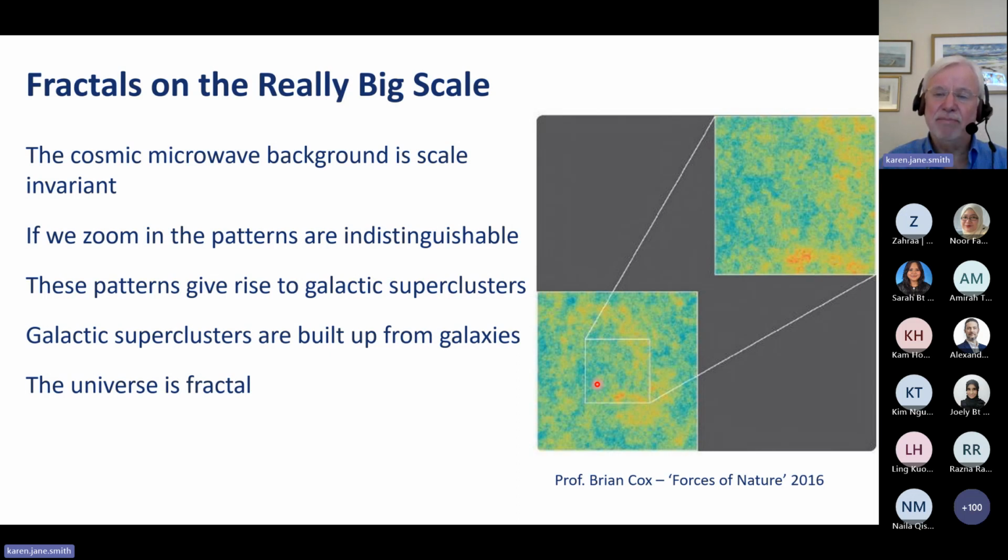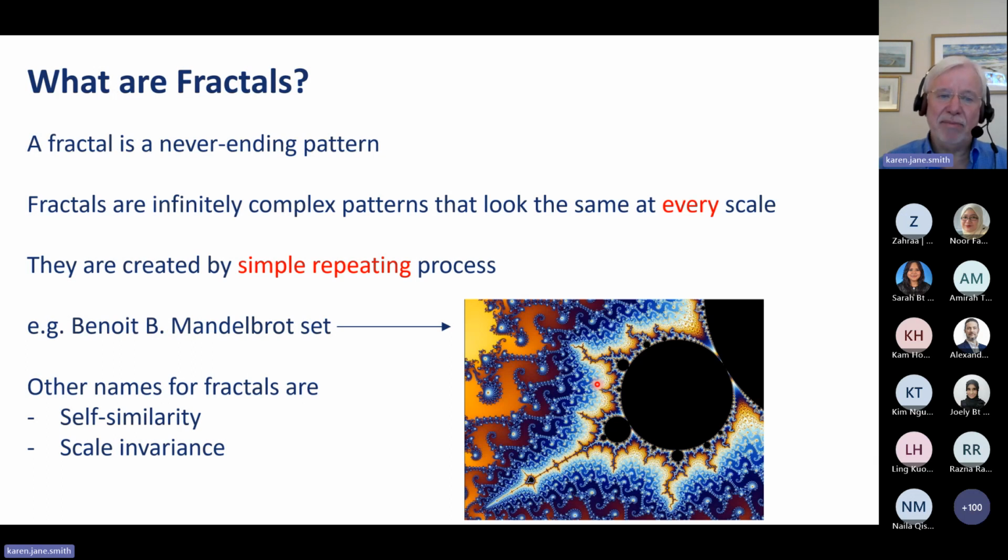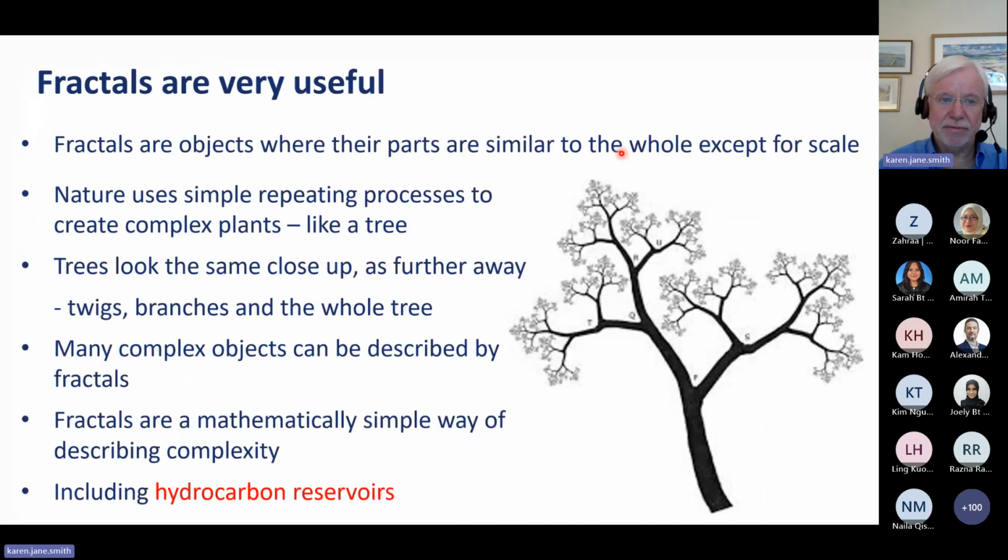Now, a fractal is a simple repeating pattern. So we see fractals on every scale in the universe. It's a never-ending pattern. They're infinitely complex, but they look the same on every scale. This is a Mandelbrot diagram you may have seen. And as you zoom in on this, you will see a simple repeating pattern. Now, this is going to be very important for reservoir modeling. Other names for fractals are self-similarity or scale invariance. Fractals are important. Let me show you another example of fractals.